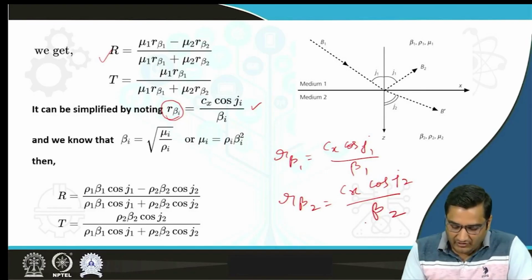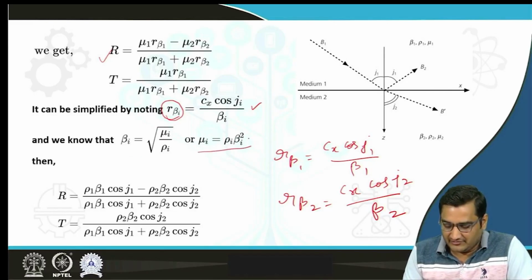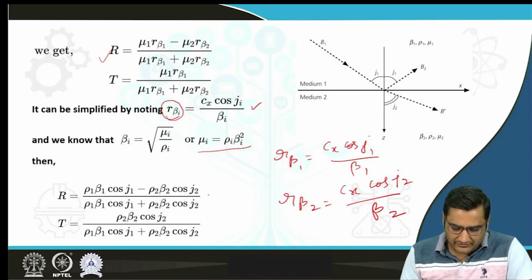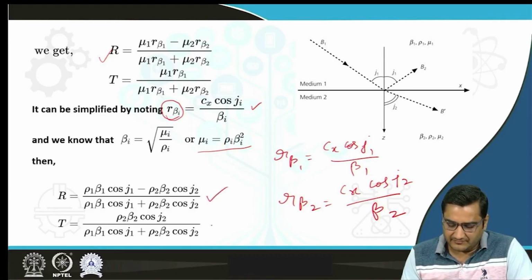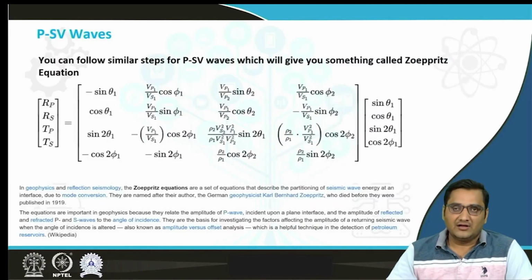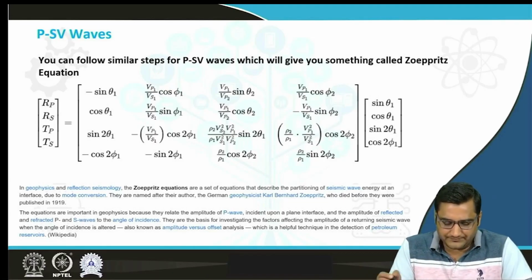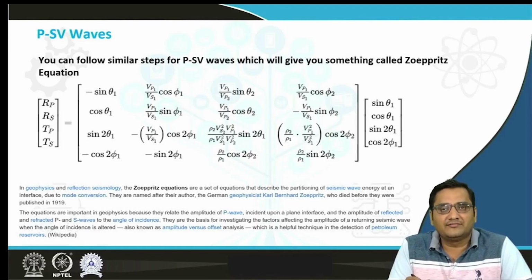And we also know that beta i is equal to under root mu i by rho i, or you can write mu i is equal to rho i beta i square. So the reflection coefficient may turn up into something like this, and the transmission coefficient may turn up into something like this. And similarly, you can derive the reflection and the transmission coefficient for P and SV waves.